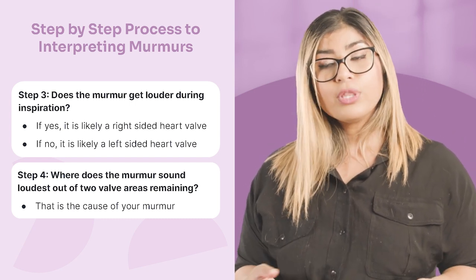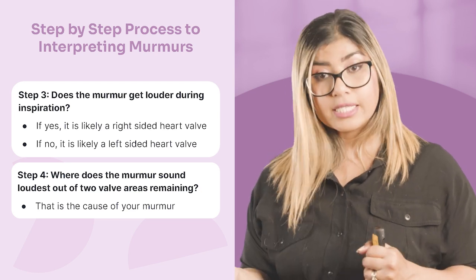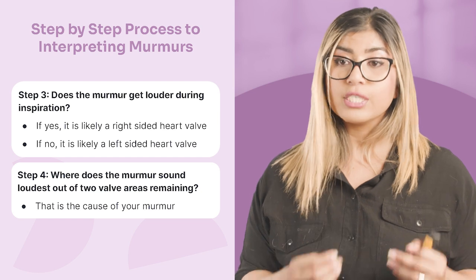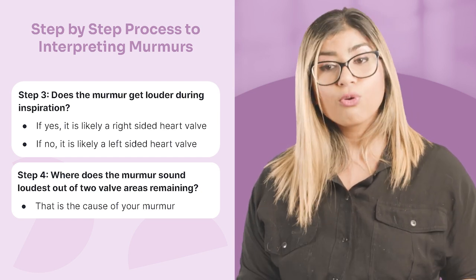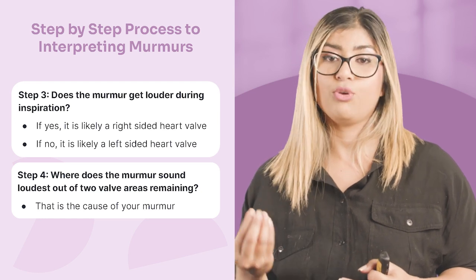The reason for the increased sound during inspiration on the right-sided heart valves is due to an increased venous return to the right side of the heart during inspiration, which increases blood flow across the right-sided heart valves, thereby increasing the intensity of the murmur.